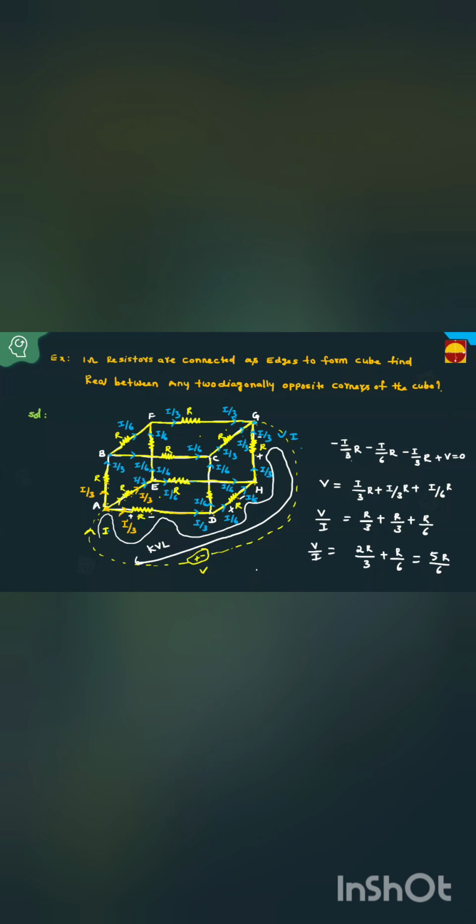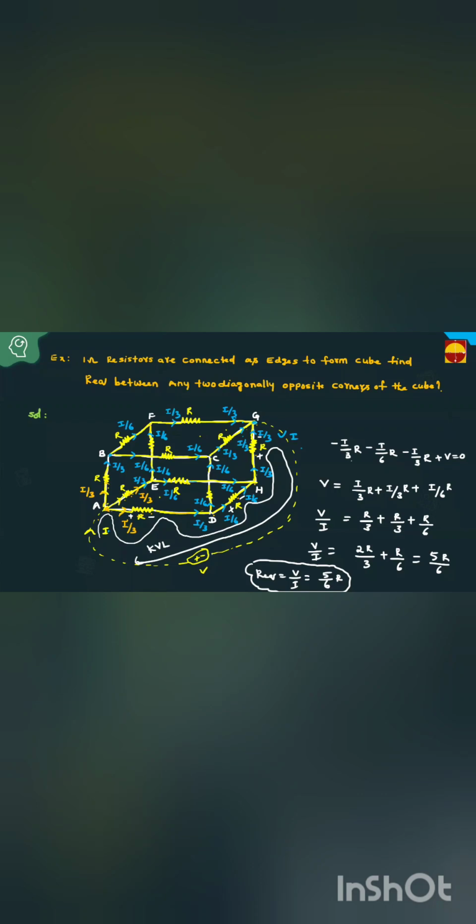That is R equivalent, V by I. Then R equivalent equal to V by I, this is equal to 5 by 6 into R. This is the resistance in a cube between diagonally opposite corners, two diagonally opposite corners of the cube.